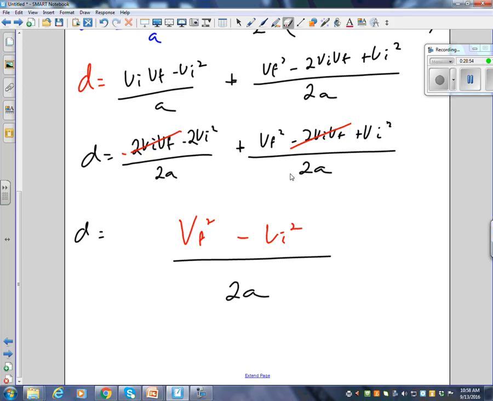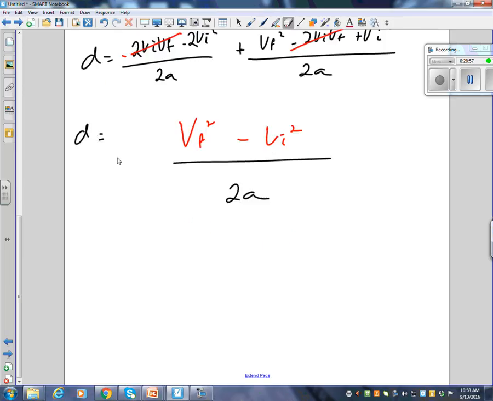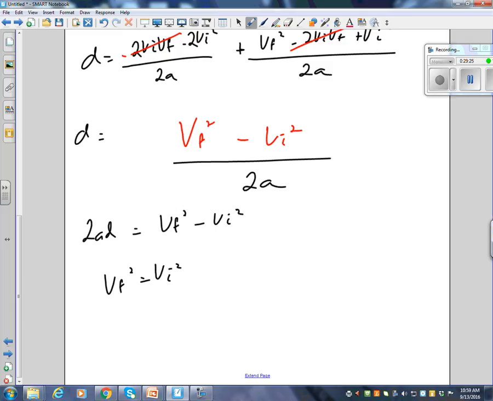Now, generally, we don't leave it like this. You can. I've seen it in books like this, but usually we write it with the VF as the thing that it's equal to. So I'm going to take the 2AD and it's going to go up here. 2AD is equal to VF squared minus VI squared. The VI goes over to the left, and you end up with VF squared equals VI squared plus 2AD. And look at that. All that work, and that's what you get.